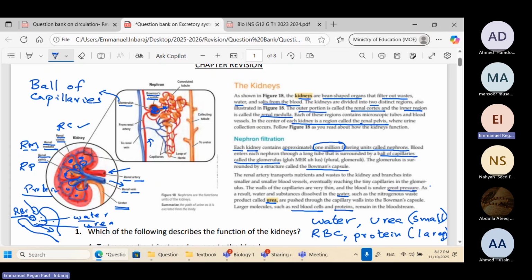Remember that this is very, very important. They will ask you what are the substances that move out, and you should say the substances that go out are urea and water. What substances will not leave? The red blood cells and the protein. Why do they not leave? Because they are large particles.